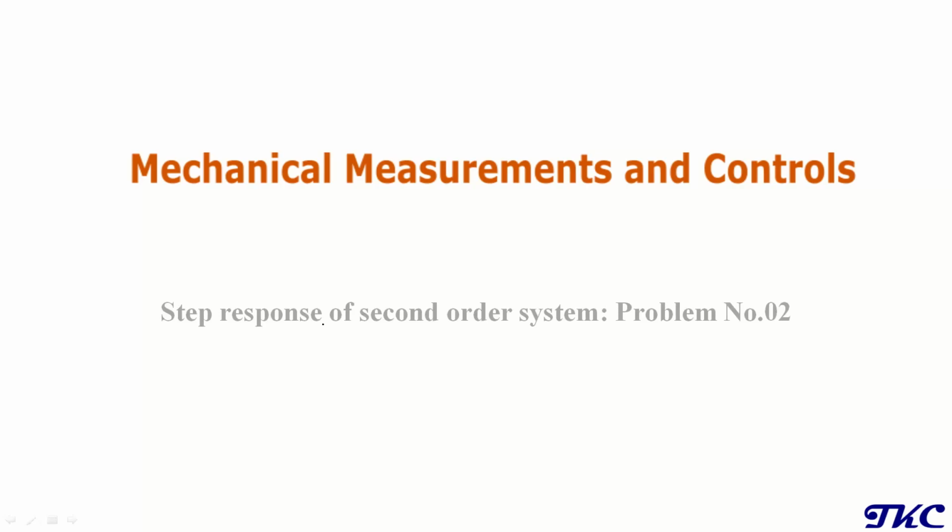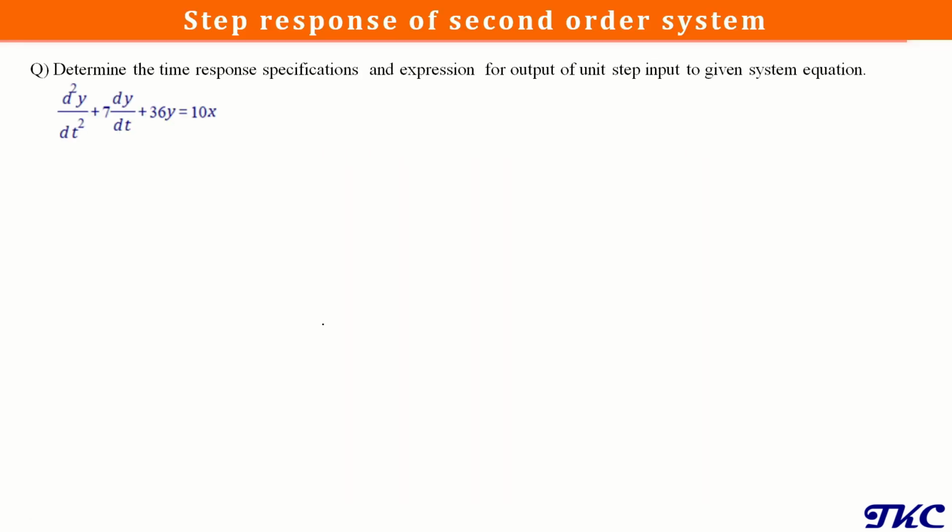In this lecture, we are going to solve the next problem on step response of a second order system. This is another type of problem that we can have based on the step response of a second order system. As we solved in a previous lecture, a problem where the transfer function is directly given, but we may have questions where the differential equation of the system will be given to us, and based on that we need to determine the time response specification and expression of output.